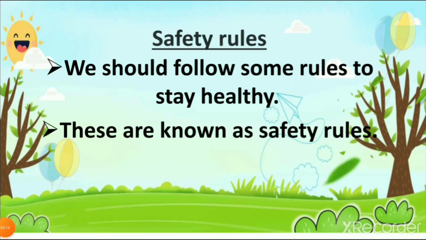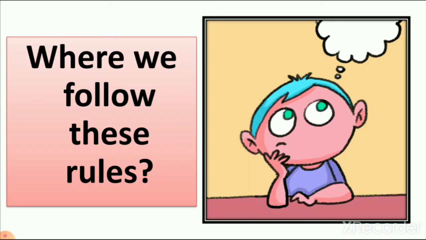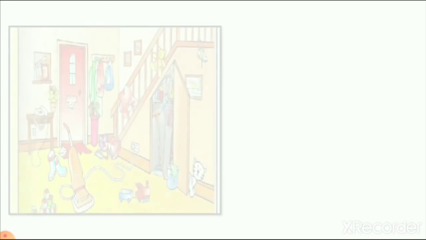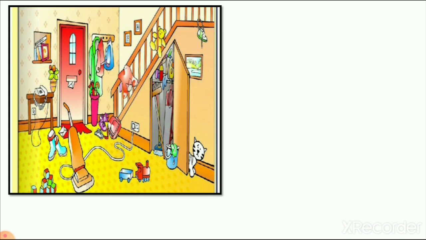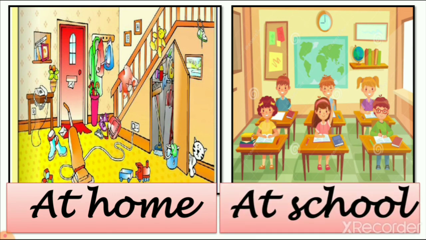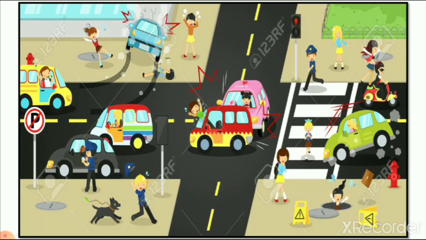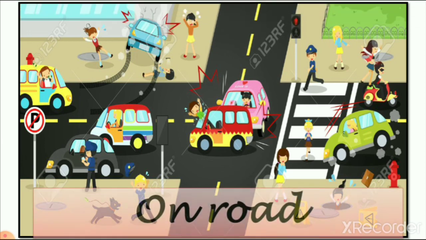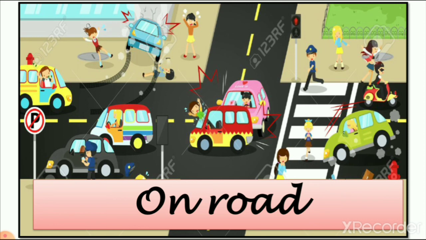So what do we call it? It is a safety rule. Now you think in your mind, where do we follow these rules, yes or no? Yes. So in the next lecture we will learn about this. So where do we follow these rules? We should follow this rule at our home. We should follow this rule at our school. The rules are different, but we should follow them, and we should follow these rules on the road, because we should keep ourselves safe and healthy, right? So in the next lecture we learn where we should follow this and what the different rules are for different places.